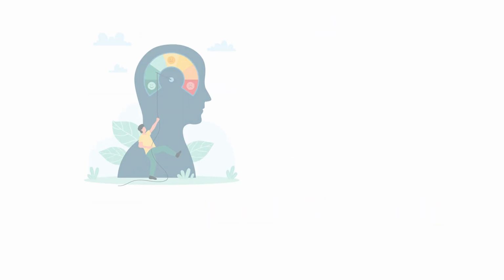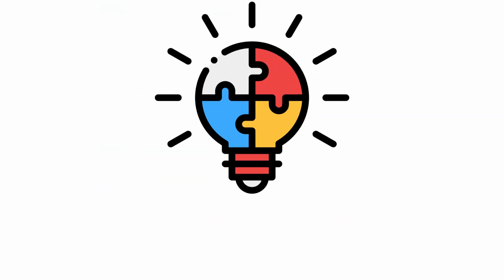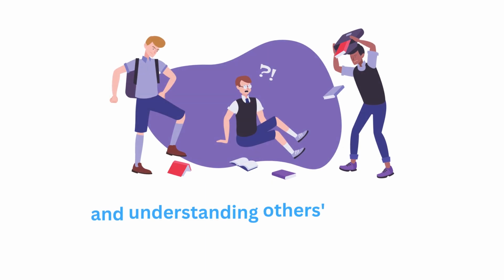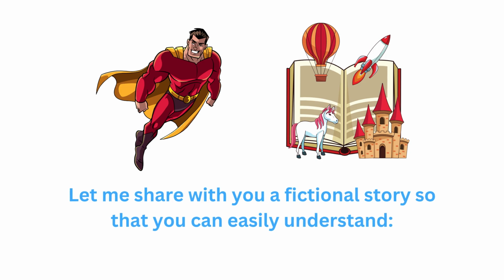Number 1. The Law of Irrationality. This law focuses on the idea that people often act based on emotions rather than logic. Understanding this can help in predicting and understanding others' behavior. Let me share with you a fictional story so that you can easily understand.